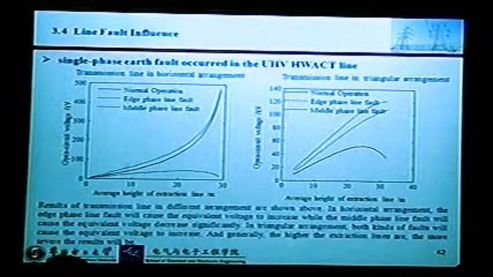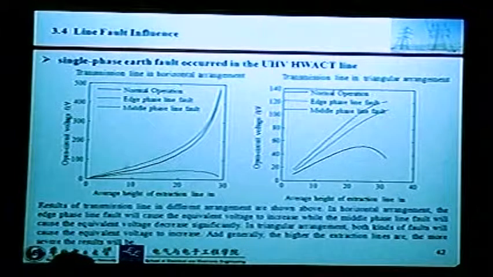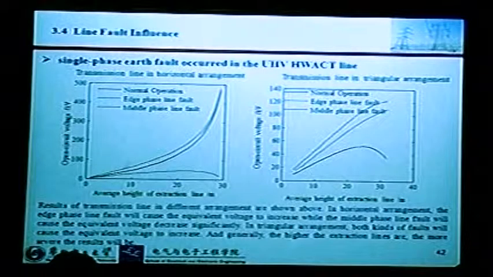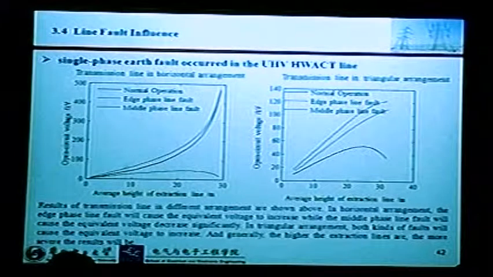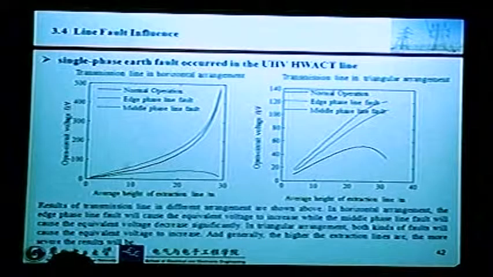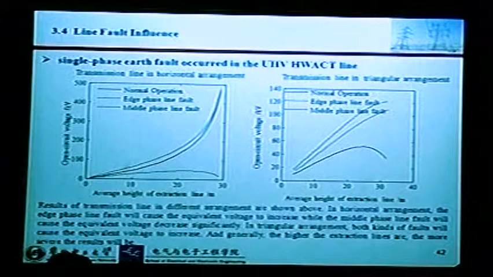In horizontal arrangement, the edge phase fault will cause the equivalent voltage to increase, while the middle phase fault will cause the equivalent voltage to decrease significantly. In triangular arrangement, both kinds of fault will cause the equivalent voltage to increase. Generally, the longer the extraction line, the more serious the results will be. Another is single phase earth fault in the load line. We can see that the line current of the high voltage side before reactance compensation and after reactance compensation is very different.